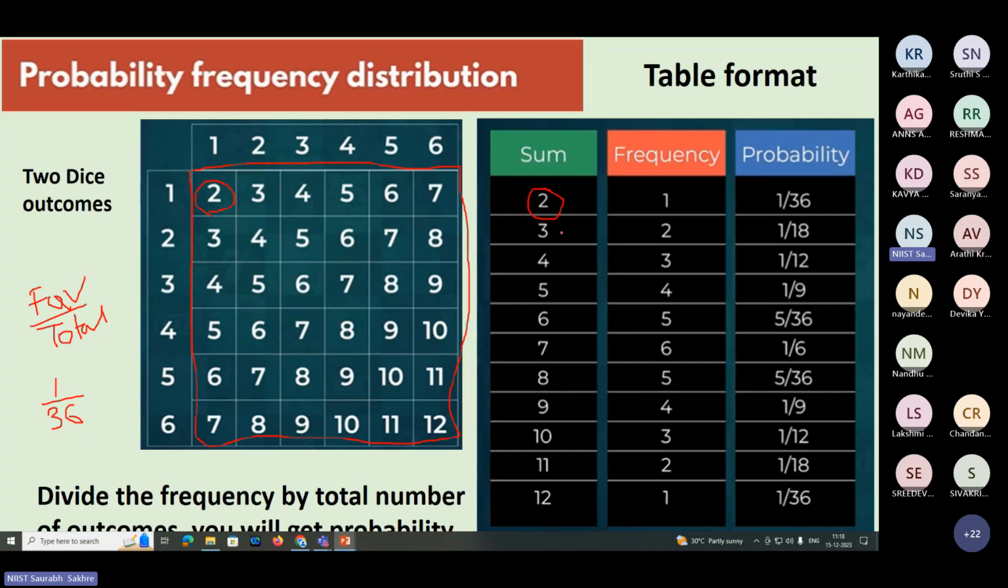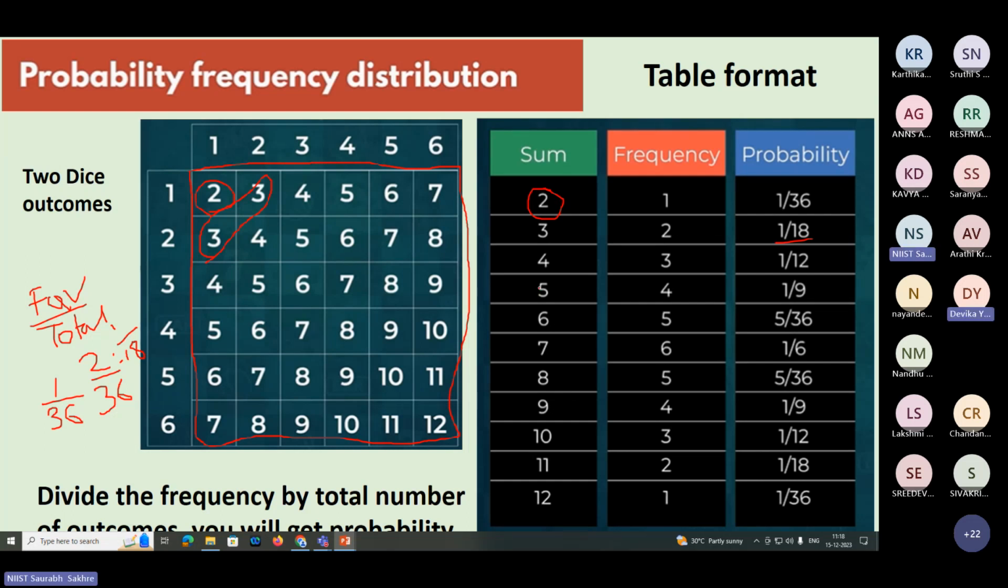Now the sum of 3. How many times are you seeing 3 in this table here? 2 times, sir. This one, right? Where I am drawing a red one. So in that case, my probability will be 2 by 36. So when you divide 36 by 2, it will be 18 and the numerator becomes 1. So it is equal to 1 by 18. Now you understood, na? Yes, sir.